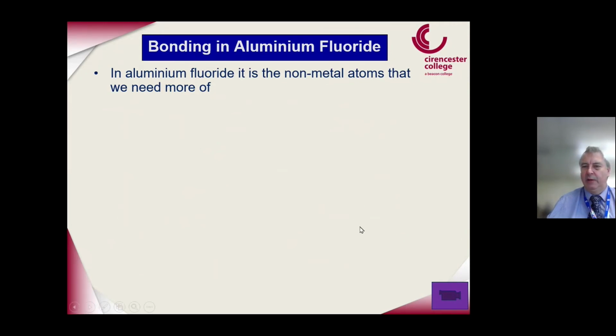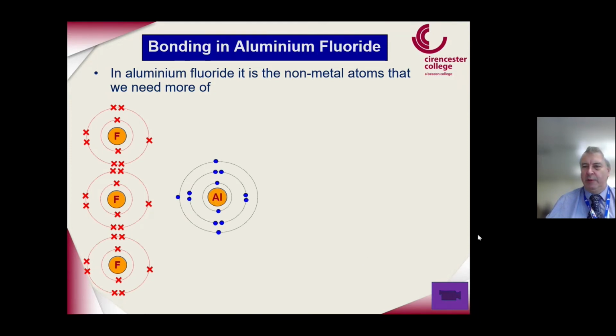With the aluminium fluoride, aluminium needs to get rid of 3 electrons, and the fluoride needs only 1, so we need 3 fluorines. And so that works like this.